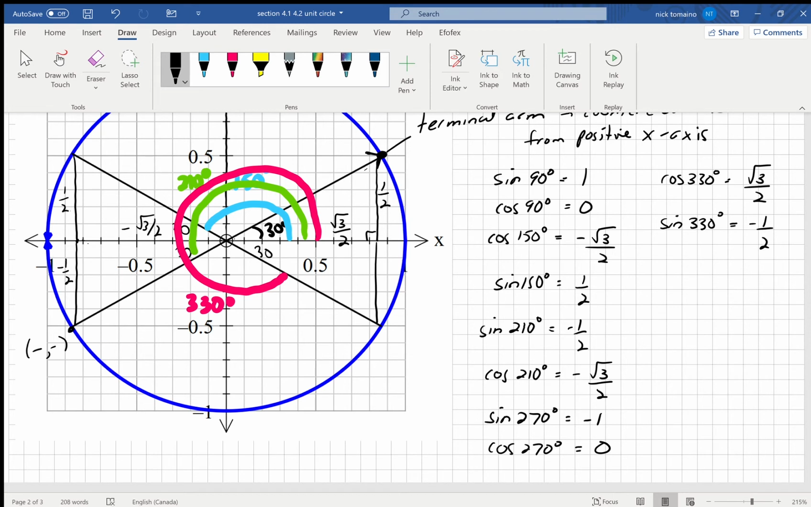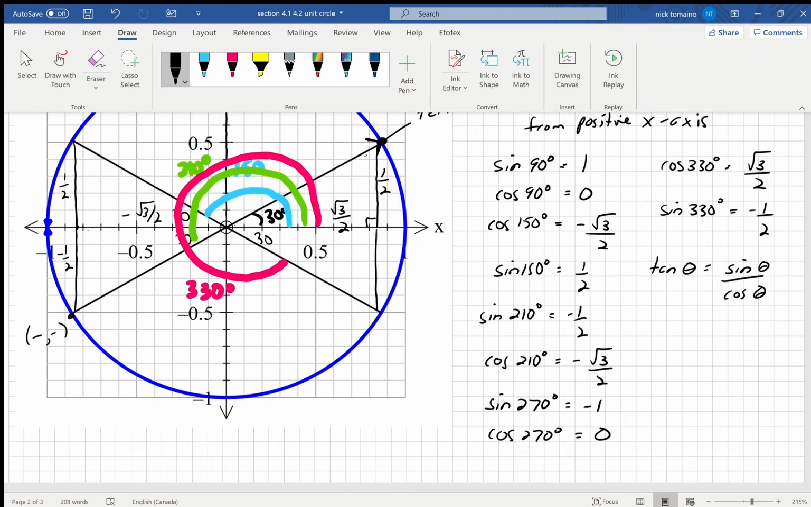Okay, and now to get our tangent, okay, remember our tangent is just the opposite divided by the adjacent, or the tangent of an angle is equal to the sine of the angle divided by the cosine of the angle. Okay, same thing as opposite over adjacent. So that's why I didn't cover tan, just divide them. All right, good. So these are the exact values of multiples of 30 degrees.